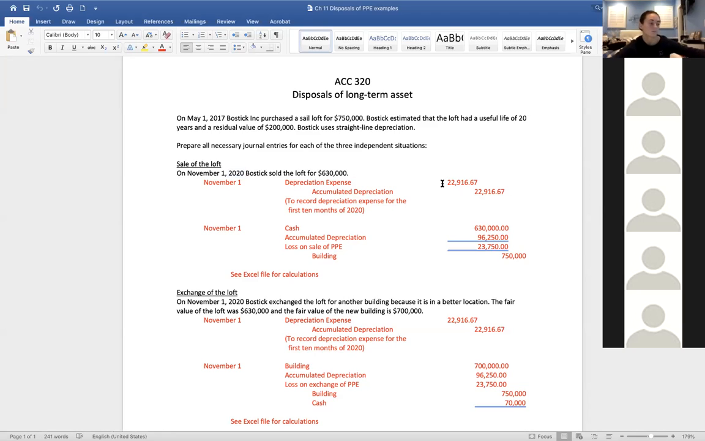How did I get the 22,916.67? We're going to be applying a number of concepts here with disposal of the asset. So go ahead and calculate how many months of depreciation do I need to take? 10, good. So make sure that you understand how I got the 22,916.67.